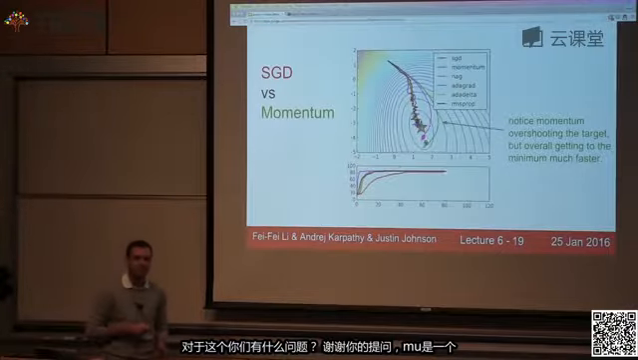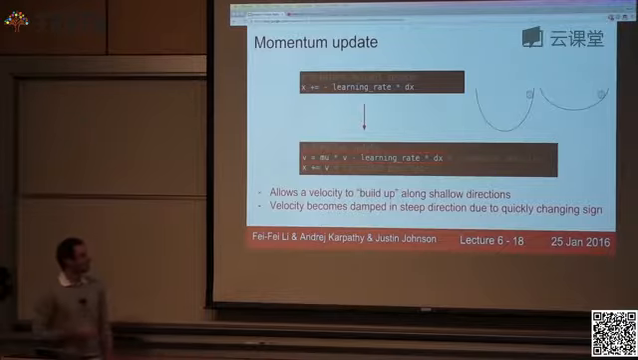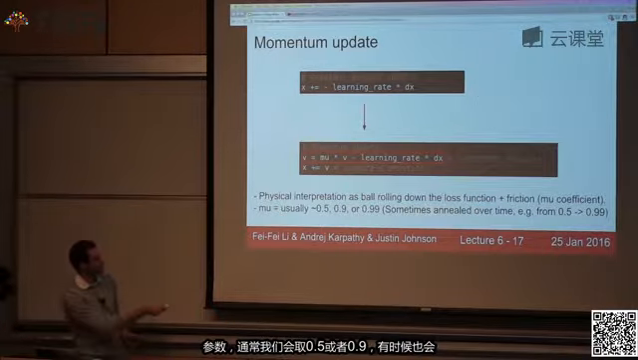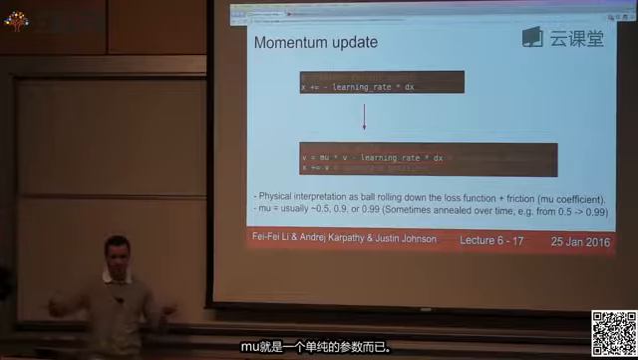Do you typically use one mu for everything, or do you have a different mu for each layer? Yeah, thank you for asking. So do we use a single mu? Usually we do. That's a single hyperparameter. And usually it takes some values of roughly 0.5 or 0.9. People sometimes, this is not super common, anneal from 0.5 to 0.99 slowly over time. But it's just a single number.